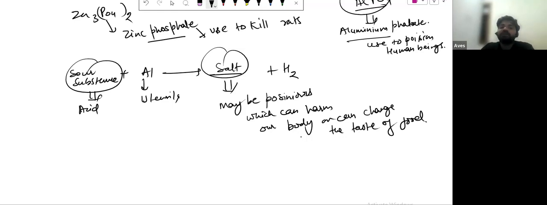Why should we not keep sour substances in metal utensils? Because sour substances contain acids. Everybody let me know, do you confirm? You know the answer to this question. This is from NCERT and this is an important question. Sour substances should not be kept in metal utensils like aluminium, copper, zinc, because sour substances contain acids, which can react with the metal and form salt, which may be poisonous and can harm our body.